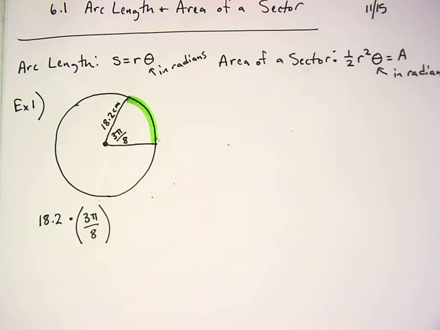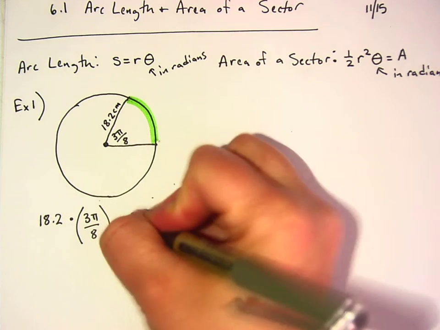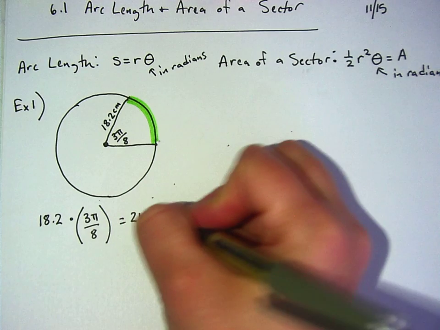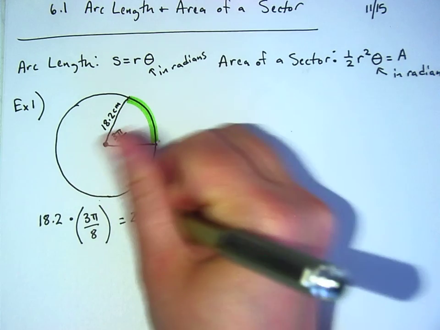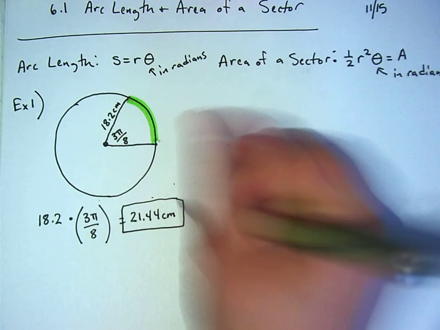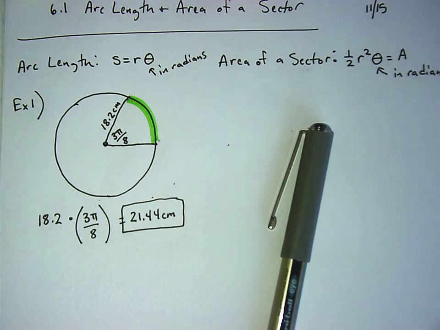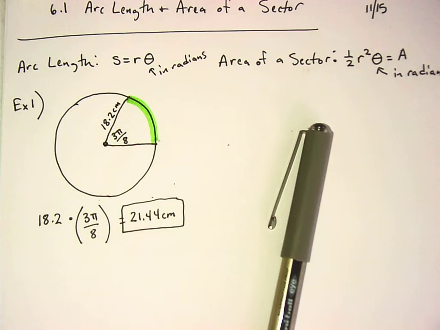Where's the pi button? The pi button is the caret button. If you do this right, you should get 21.44 centimeters. Yeah. Okay.